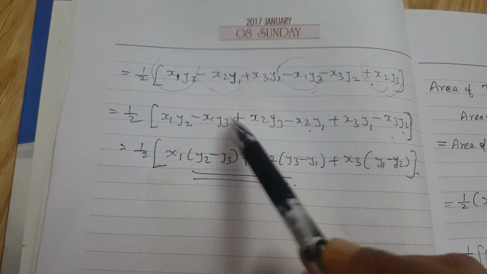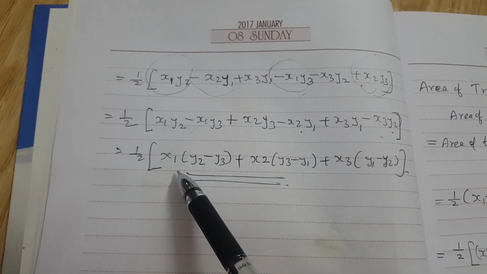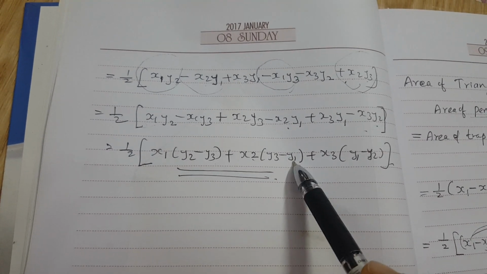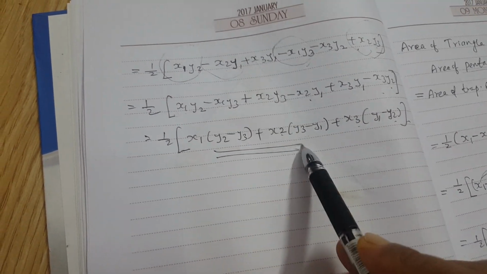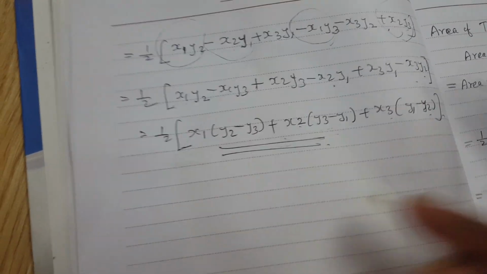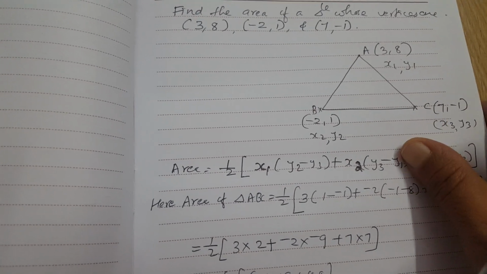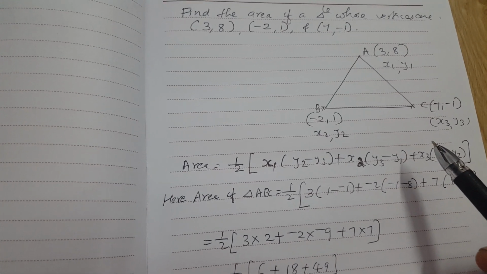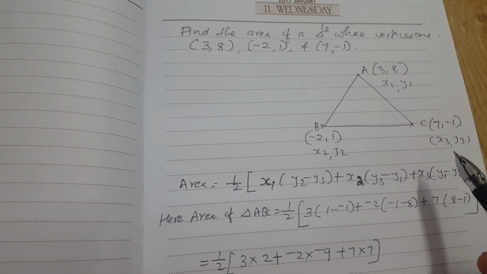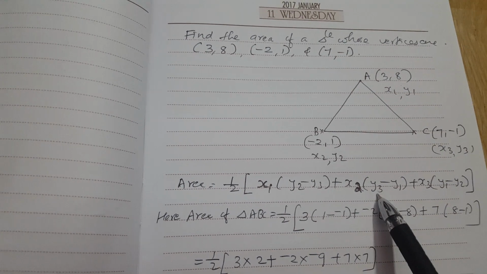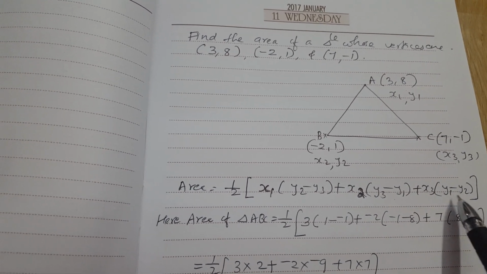And in these first two terms, x1 is a common factor. So taking x1 outside, x1 into y2 minus y3 plus x2 into y3 minus y1 plus x3 into y1 minus y2, which is the formula for finding the area of a triangle if the coordinates of the vertices are given. See, the derivation of the formula is over now. We have derived the formula for finding the area of the triangle. Area of a triangle is equal to half of x1 into y2 minus y3 plus x2 into y3 minus y1 plus x3 into y1 minus y2.